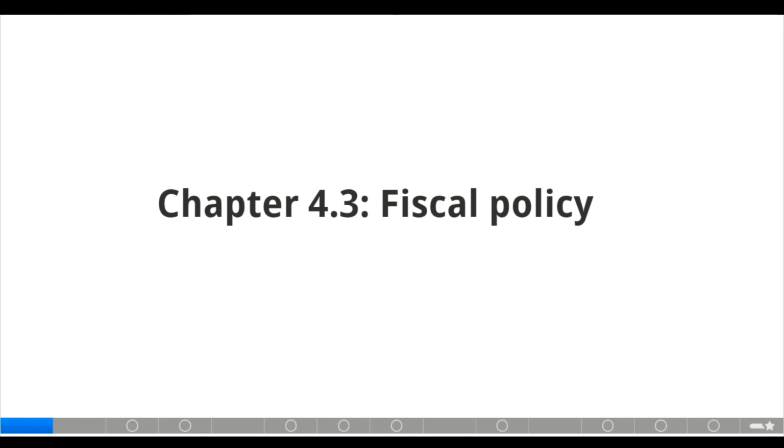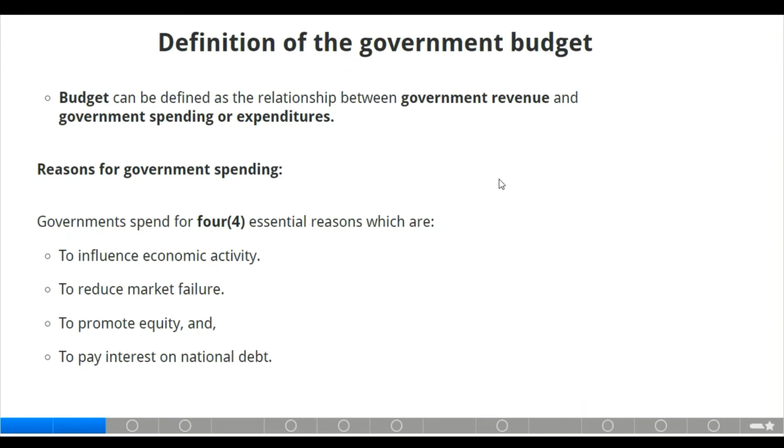Today what we'll be discussing is known as fiscal policy. Here, what do we have in our fiscal policy? Before we move to our fiscal policy here, we have to discuss what government budget is. Now, what do we mean by budget and what are the reasons for government spending? Here, budget can be defined as the relationship between government revenue, that is the income, and the government spending, which is also known as the expenditure.